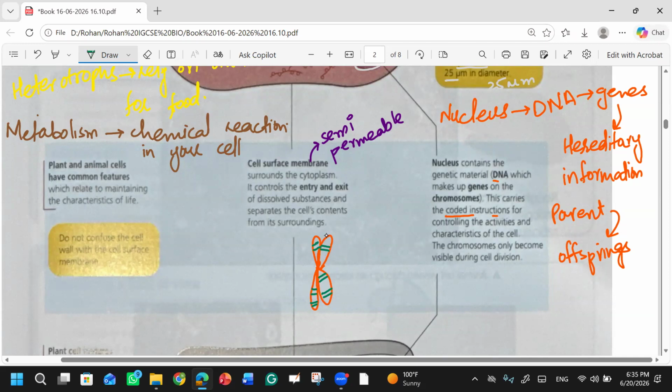In the nucleus you have DNA, and that DNA is made up of genes. Genes are on chromosomes, and chromosomes have coded information. What does coded information mean? For a specific function there will be a specific code, for another function there will be another code, just like the coding in the computer. Those codes control the cellular activity. Whatever will happen in your cell will be controlled by this.